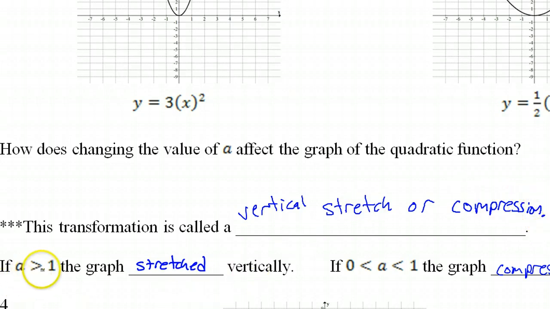Depending on if the A value is bigger than 1, that's a vertical stretch, or if the A value is between 0 and 1, that is a vertical compression.